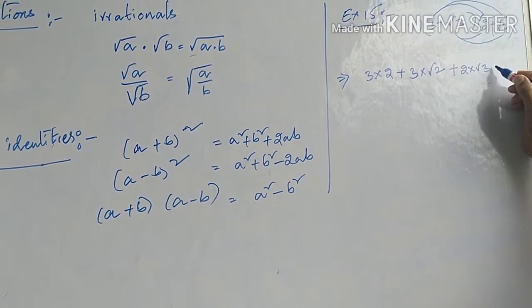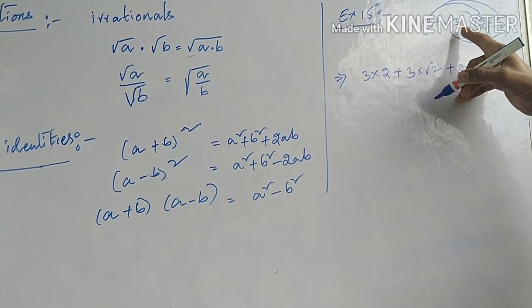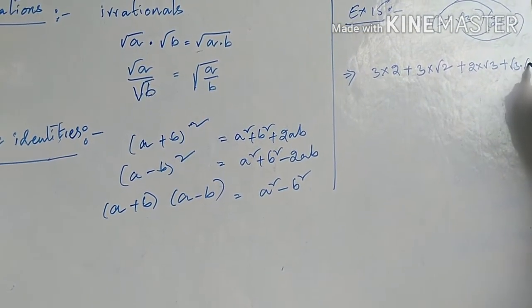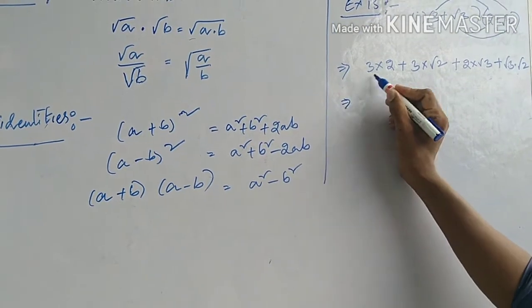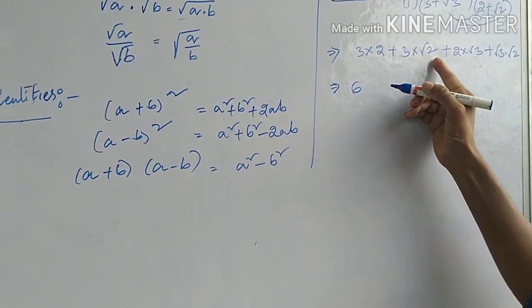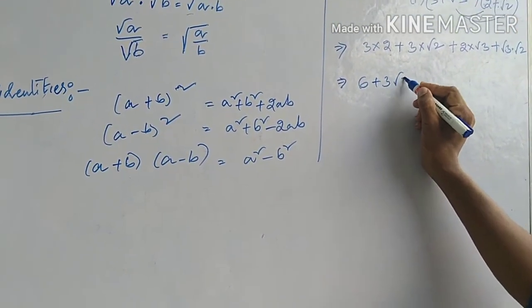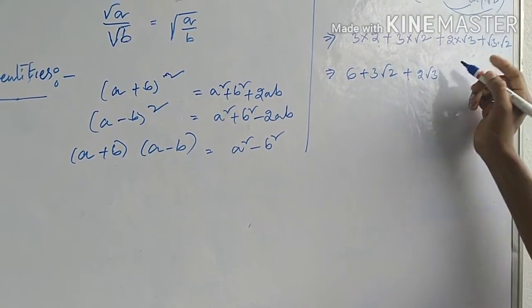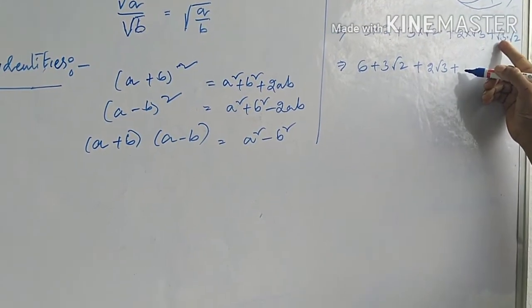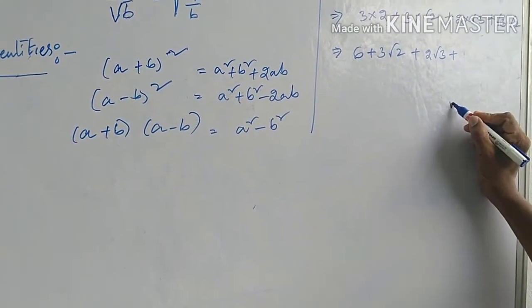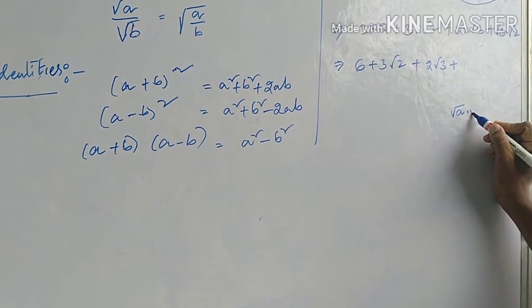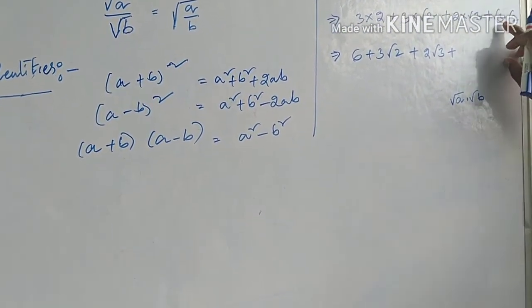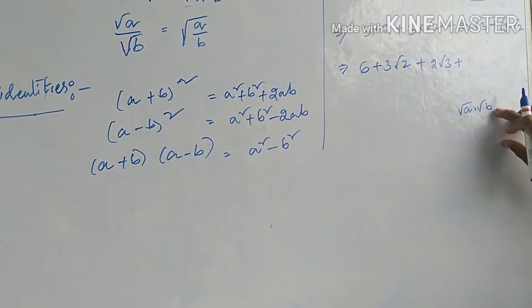Plus root 3 into root 2. Root 3 into root 2. 3 2s are 6. 3 into root 2 is nothing but 3 root 2, plus 2 into root 3 is nothing but 2 root 3, plus root 3 into root 2 is of the form root a into root b, where a and b are some rational numbers. So a is equal to 3, b is equal to 2.